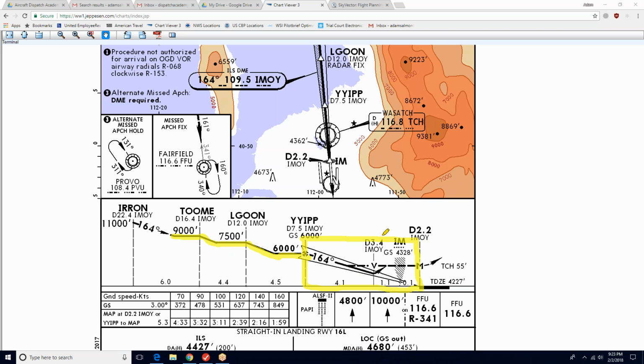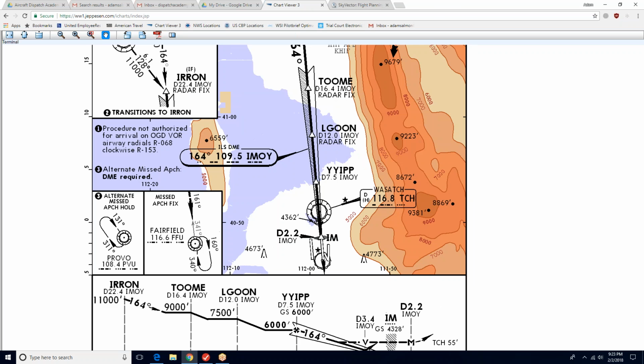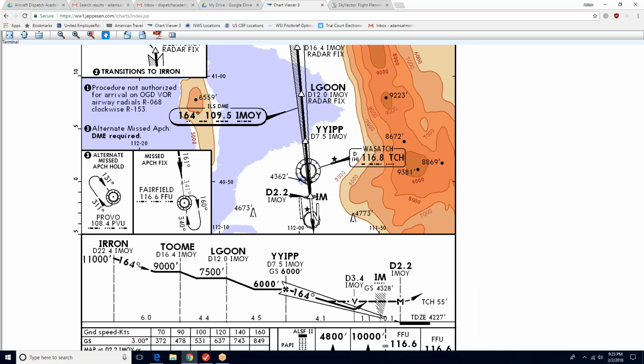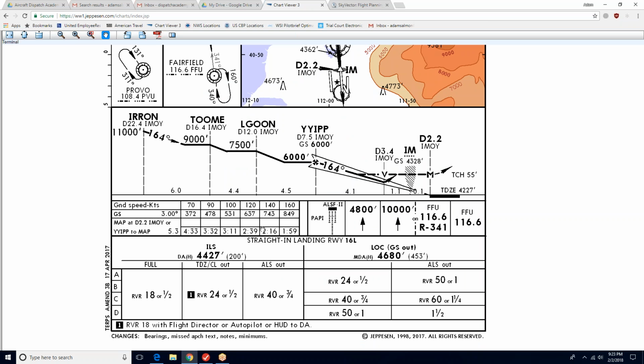Now, if you look at this same approach, back up at the top, if you remember, this approach is an ILS or a localizer. An ILS is a precision approach. A localizer is a non-precision approach. So if you are using the localizer part of this approach, you actually come down to here.